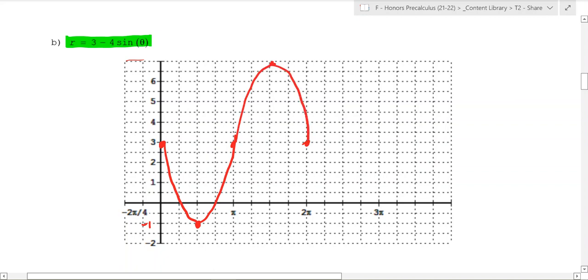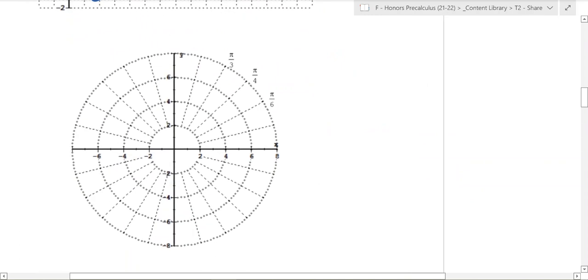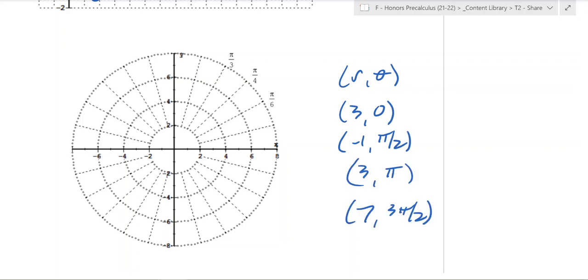What you can do is take these points right here. These have an r value and a theta value. Remember, it's theta going this way and r going up like this. You can list out those points, and remember, it goes r comma theta. The first one, you have 3, 0. When theta was 0, r was 3. Then you had negative 1, pi over 2. And the rest of them are those points.